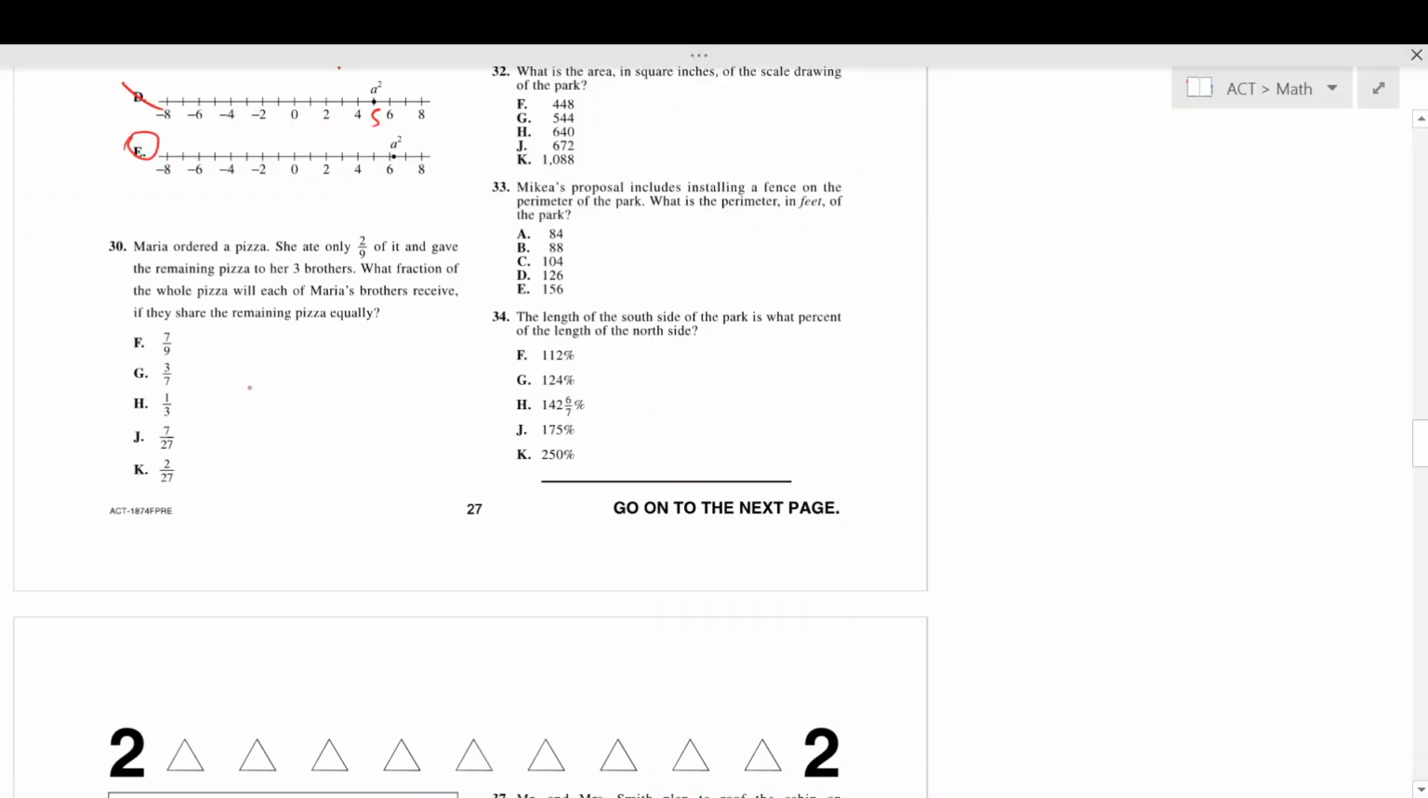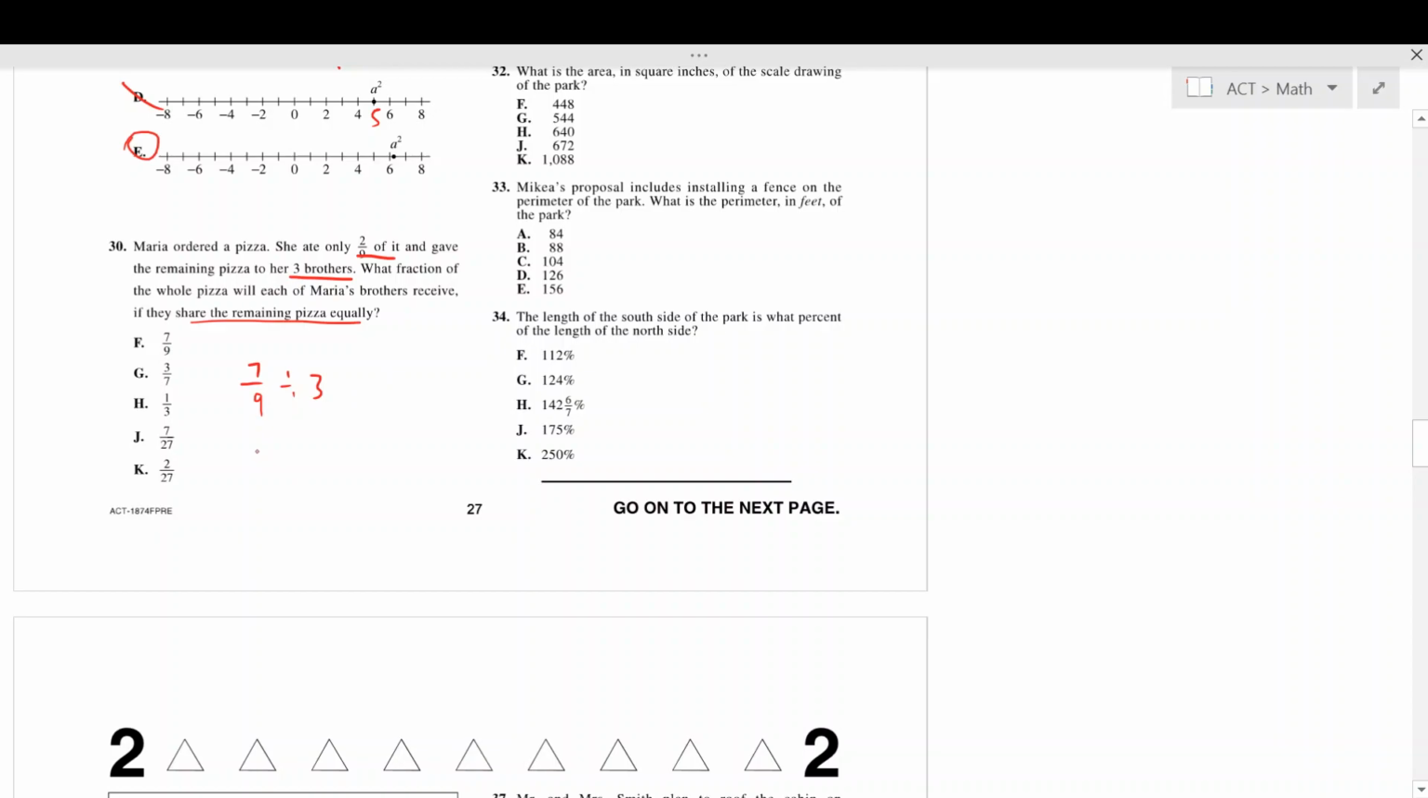Alright. Maria ordered a pizza. She ate 2/9 of it. So 7/9 is left. 1 minus 2/9 is 7/9. She gave the remaining pizza to her 3 brothers. What fraction of the whole pizza will each of the brothers receive if they share equally? So 3 brothers, so that means they each get a third. So I'll divide by 3.